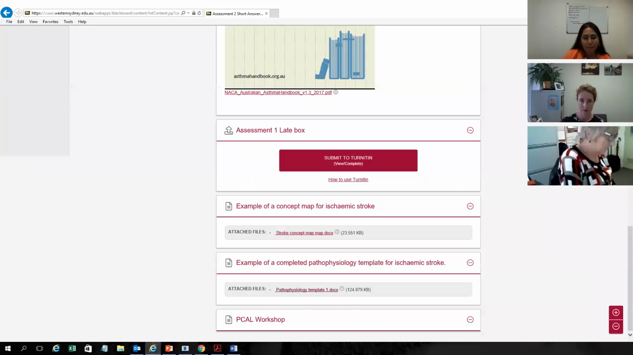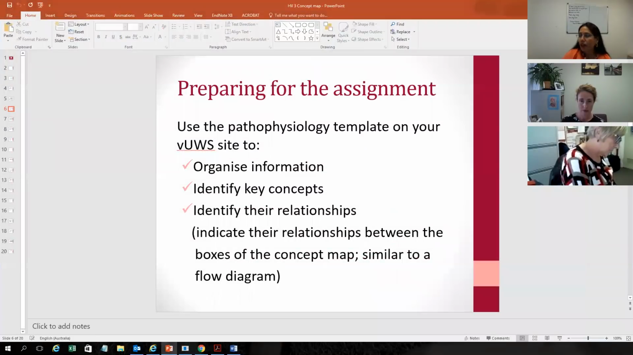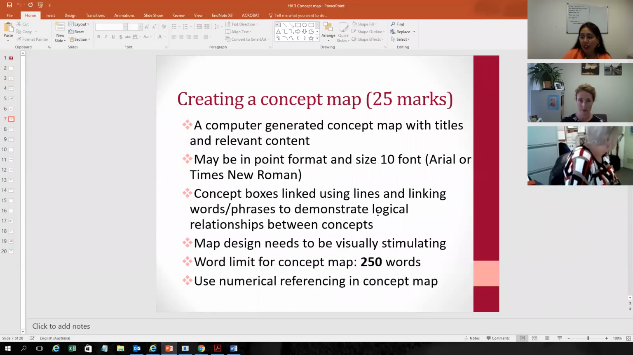Now, Lauren, are you able to view this? Yep. The PowerPoint? Yep. Okay. So when you're preparing for the assessment, like we just said, you need to organize information in your template. That's your first step. When you create the concept map, as you can see, it's a high weightage, 25 marks out of 80. And then that will be broken down to the overall 40%. Is that right, Lauren? Correct.